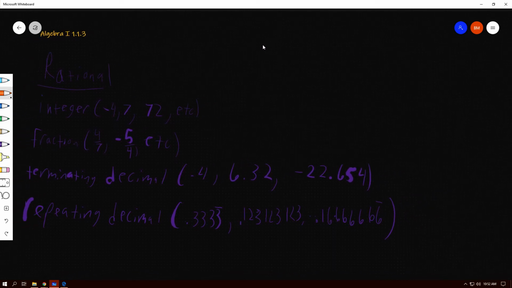We have 0.4. We'll have 3 pi. We'll have the square root of 9. We'll have 0.444 forever. And we'll have 2 sevenths. All right. So I'm going to look at these. Now, 0.4, is it an integer? No, it is not an integer. Is it a fraction? No, it is not a fraction. Is it a terminating decimal? Does it end? Absolutely, it ends. It stops. That is now a rational number because it is a terminating decimal.